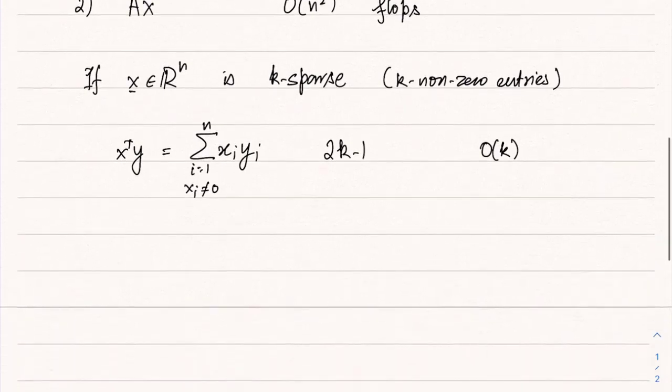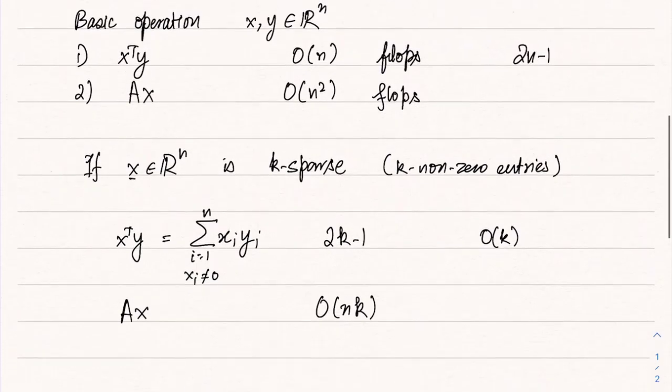And likewise, if you have to calculate Ax, in the same way at each row you will require order k flops, and there are n rows, so order nk flops, which could be significantly lower than order n square. So these are some basic operations that we have considered, and these are their flop counts depending on whether they are sparse or not. And lots of similar ideas are similarly applied to solving Ax equal to b also.